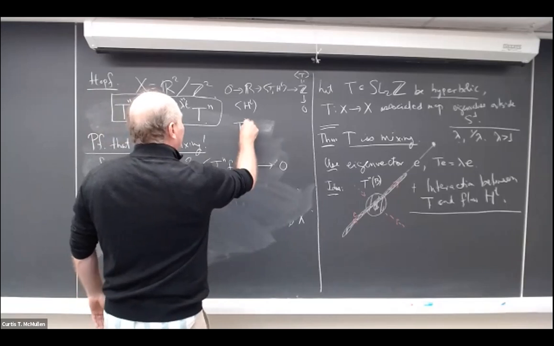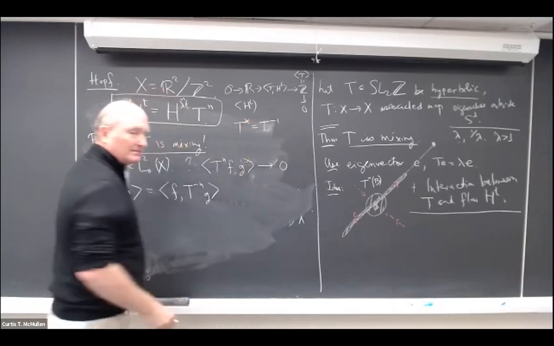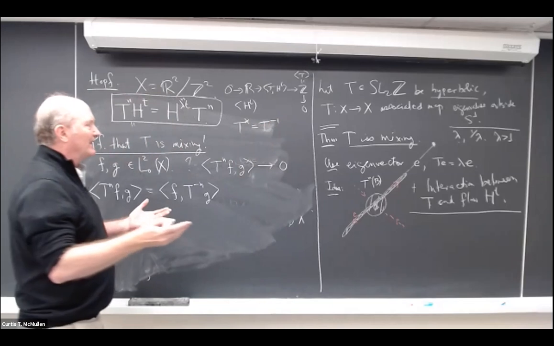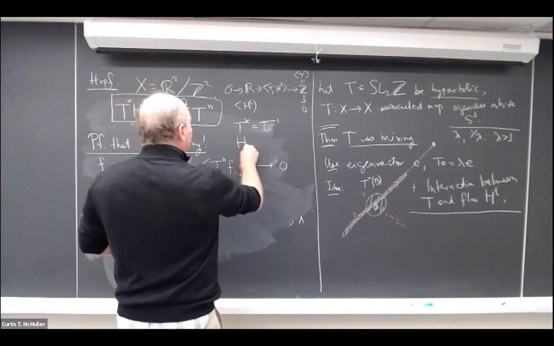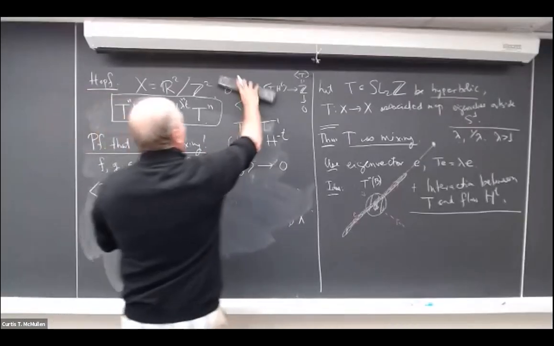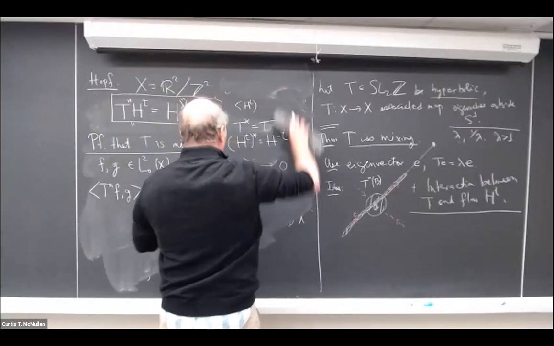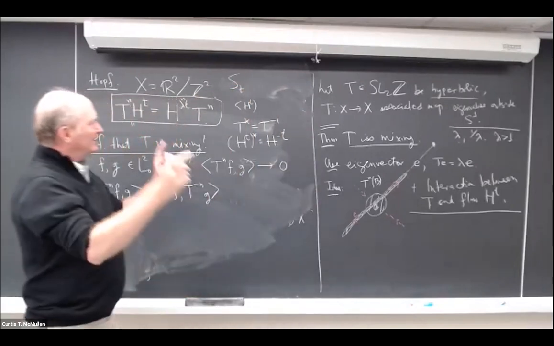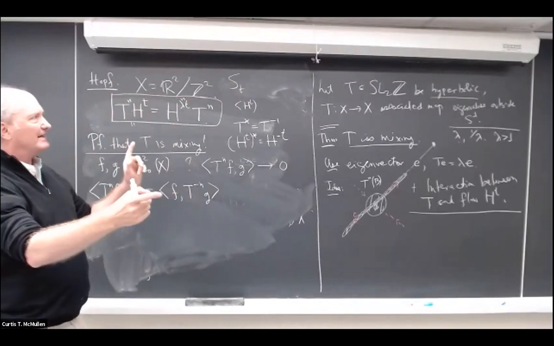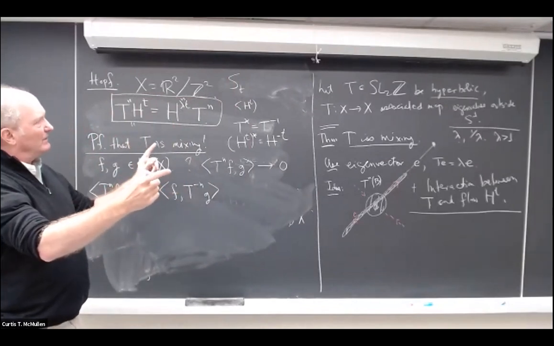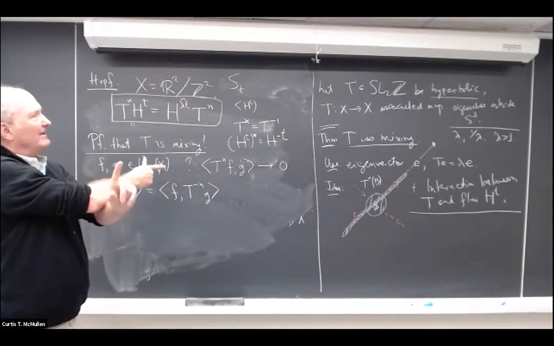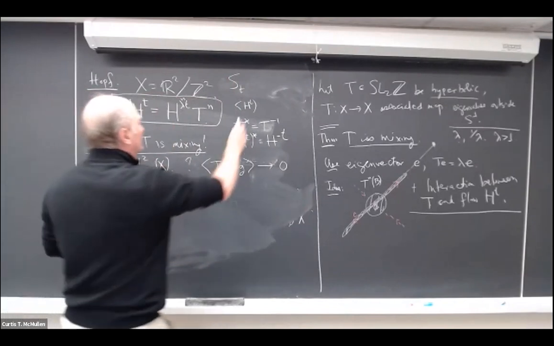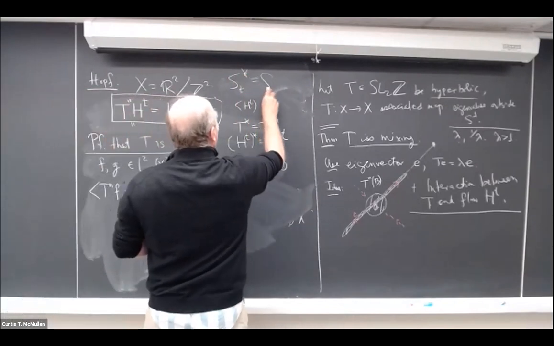The adjoint of T is T inverse, right? Because T is a unitary operator. The adjoint of H_t is H minus t. But what's the adjoint of S_t? S_t was our averaging operator, and it averaged from minus t to t. So when you take its adjoint, it averages from t to minus t, but that comes out to be the same. So this is self-adjoint.